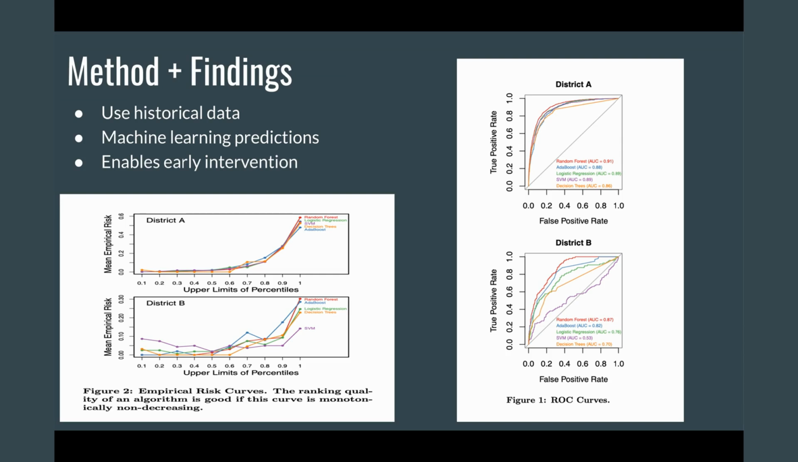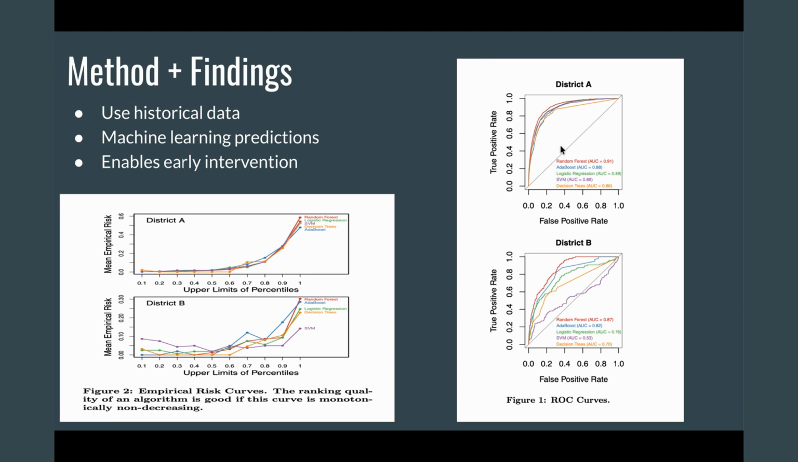They then framed the problem as a classification task where the model predicts whether a student will graduate on time or not. They tested several machine learning models, including logistic regression, decision trees, support vector machines, and random forests. Each model tries to learn patterns from past student data and apply those patterns to predict future outcomes.